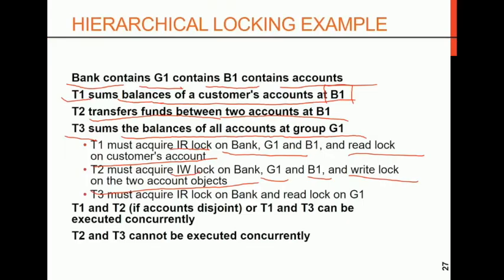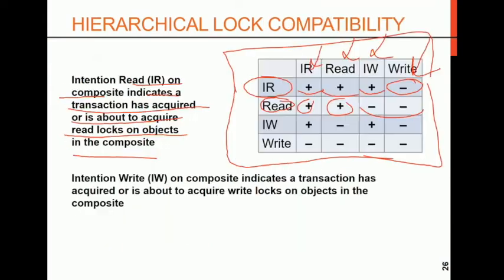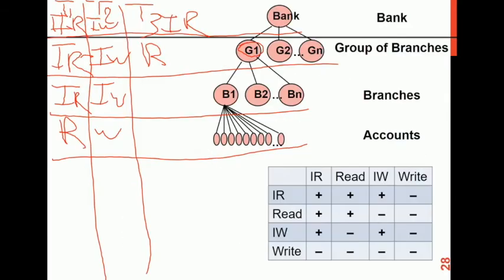So let's check I've done that correctly. T3 must acquire intention to read lock on bank and read lock on G1. The question is, are these transactions compatible with each other? So we look at our lock compatibility matrix here on the right hand side, and let's compare T1 and T2 first of all. IR and IW are compatible, so that's fine. IR, IW, so these are all fine. And read and write are not compatible with each other.